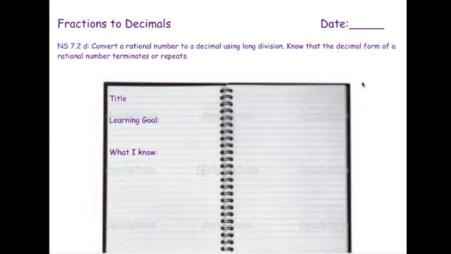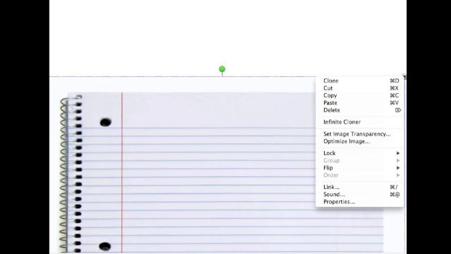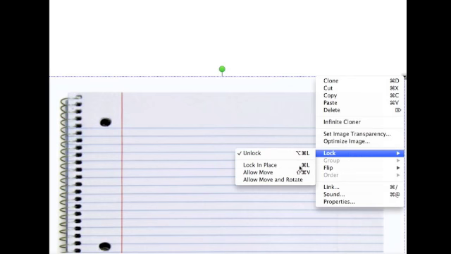Today's lesson is on changing fractions to decimals, and our standard says to convert a rational number to a decimal using long division, and to know that the decimal form of a rational number terminates or repeats. We're going to take a lot of written notes today, so just be sure to follow along. If you so choose to use the color coding tactics that I use, feel free. But you might want to take a moment to gather some colored pencils or pens or whatever you think you're going to be using today.